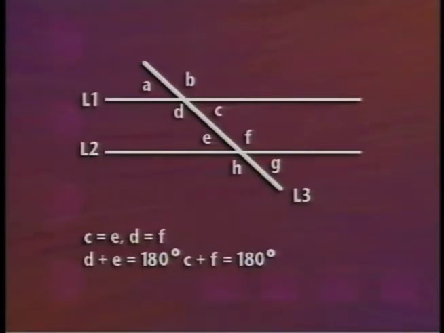In addition, with parallel lines, alternate interior angles are equal, C equals E, D equals F, and corresponding interior angles sum to 180 degrees. D plus E equals 180 degrees, C plus F equals 180 degrees. Now let's try a problem.